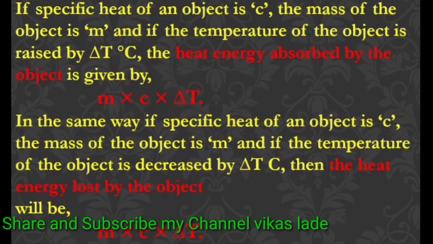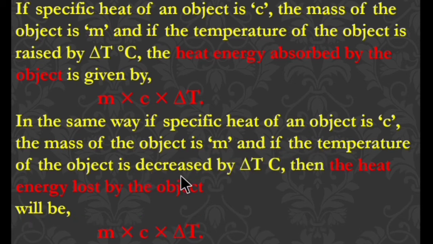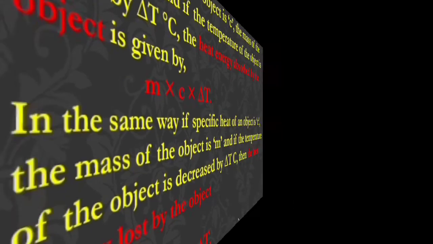If the specific heat of an object is C, the mass of the object is m, and the temperature of the object is raised by delta T degrees Celsius, the heat energy absorbed by the object is given by m into C into delta T. In the same way, if the specific heat of the object is C and the mass is m, and the temperature of the object is decreased by delta T, then the heat energy lost by the object will be m into C into delta T.